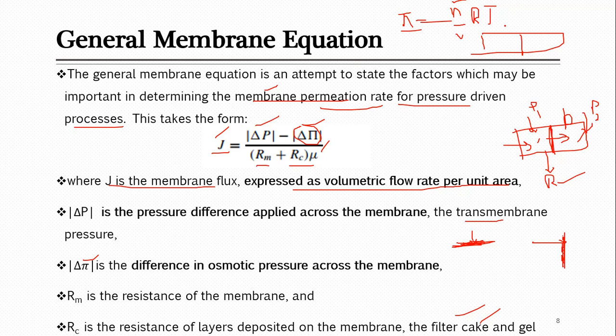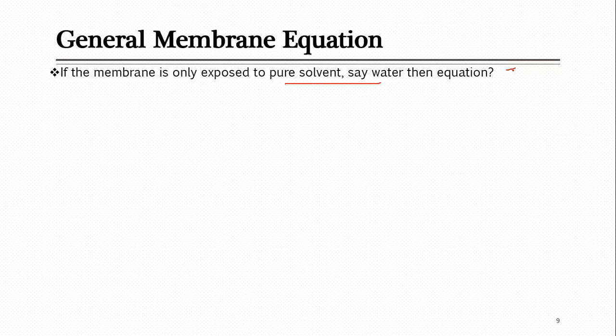But there is still a difference in pressure, so delta P will be available. Rm is the resistance of the membrane for this solvent. The solvent, for example water, wants to pass, and the membrane will provide some resistance, so this term will be considered. What about Rc, the filter cake or gel? Because you are passing pure solvent through this system, there will be no gel formation and no filter cake, so this term will also be omitted. So overall your equation in this case will be J equal to delta P over Rm times mu. So this will be the equation when you have only pure solvent.